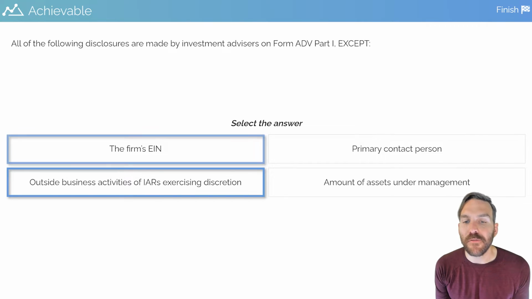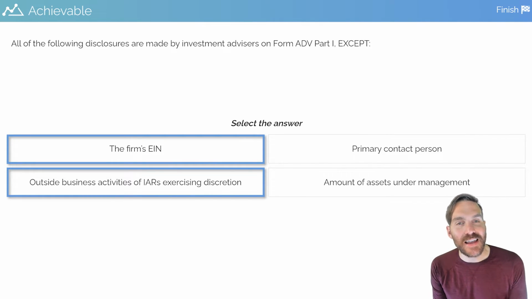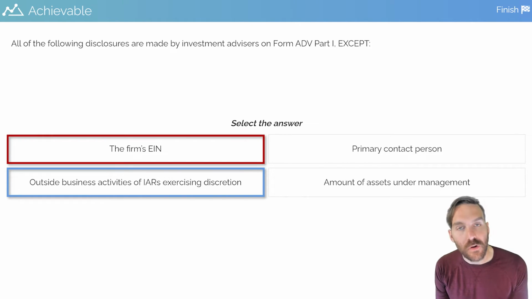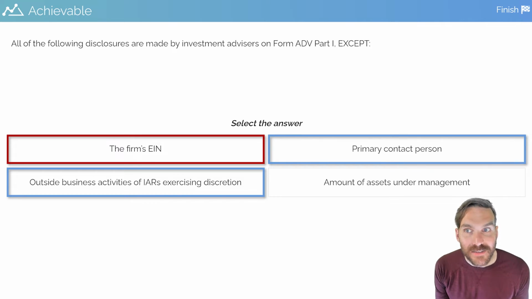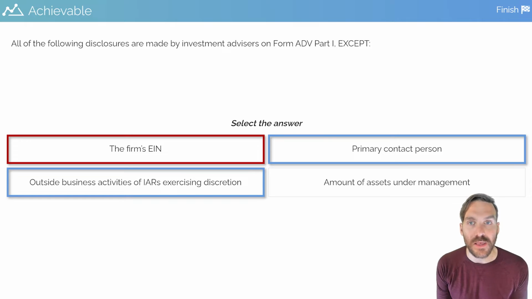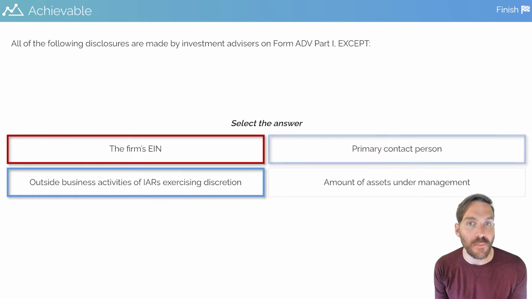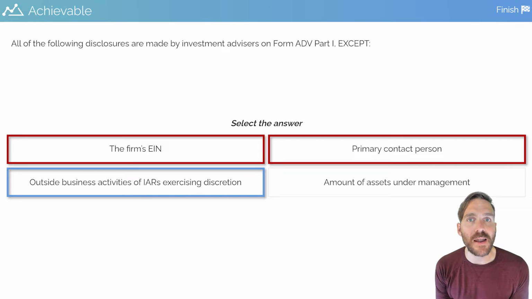First answer at the bottom. The firm's EIN. The EIN stands for Employer Identification Number. This is basically the social security number for businesses in the United States. Tax reporting numbers have to be disclosed on Form ADV Part I, so we can go ahead and eliminate this as one of our wrong answers. We'll go to the right. The primary contact person. Yes, of course. It's really important that firms disclose who the regulators should call should they have an issue or just need to get in touch with someone at the firm. This is one of the biggest things that's disclosed on Form ADV Part I, so we'll eliminate that as one of our wrong answers.